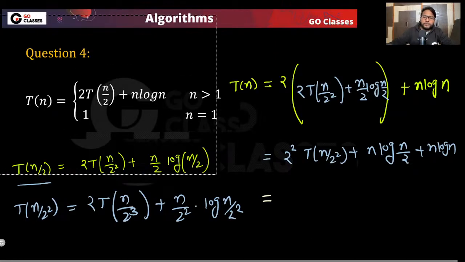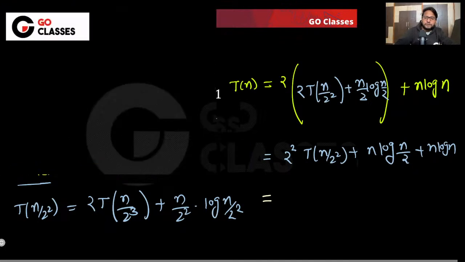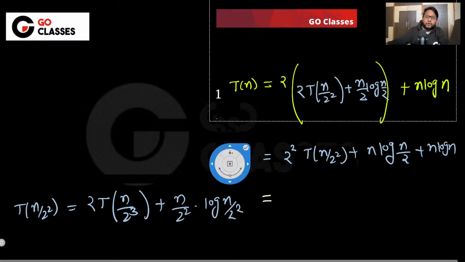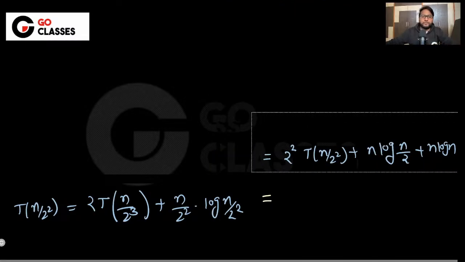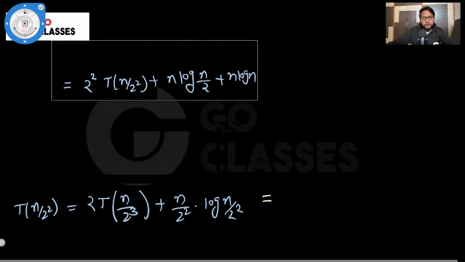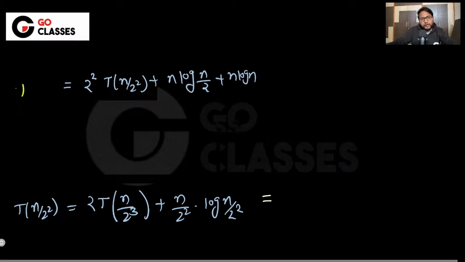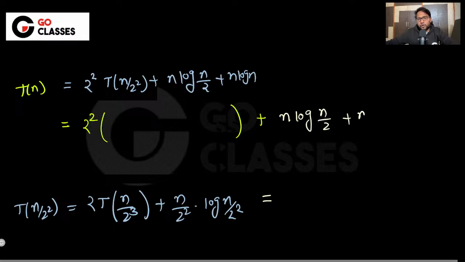Let me just remove it for more space. Okay, so see here, currently we have got this. This is the T(n) that we have got, right? Now, can you just substitute this thing? So 2 square into something into this thing, and then the rest of the things are as they are, which is n log of n by 2 plus n log n, right?